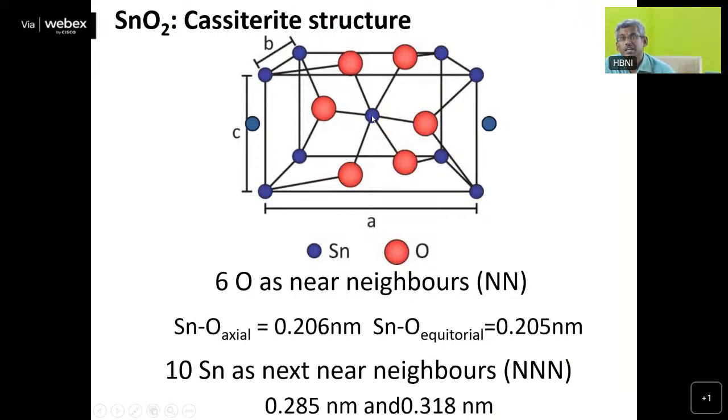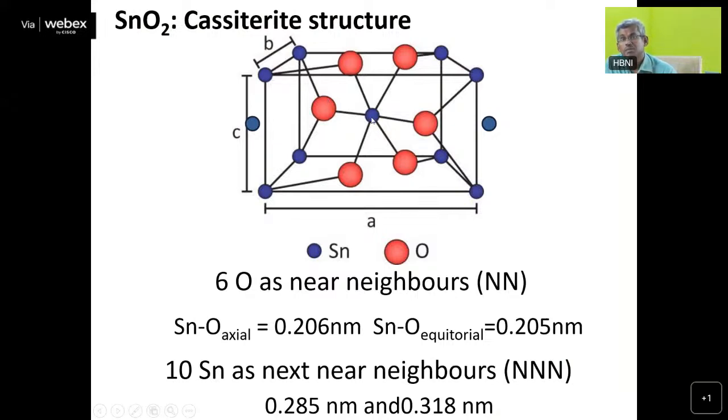Here, we have a tin at the center, which is called the body center. Body center of the tetragon, we have a tin. This is the tetragon. Why tetragon? A and B are the same, C is not equal to them. A and B are the same, and B and C are nearly the same. So here A is here, C is here, and B is here. I have drawn it here.